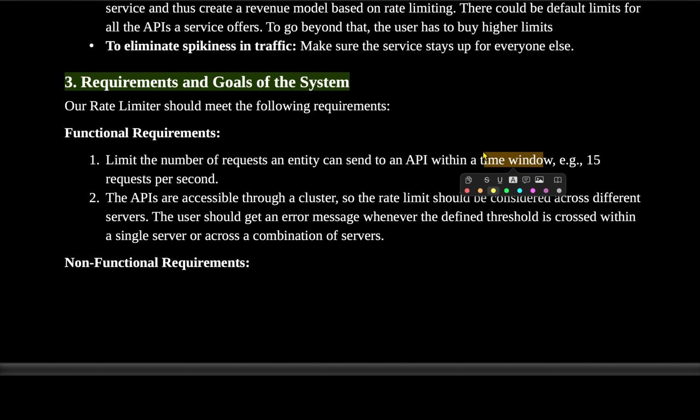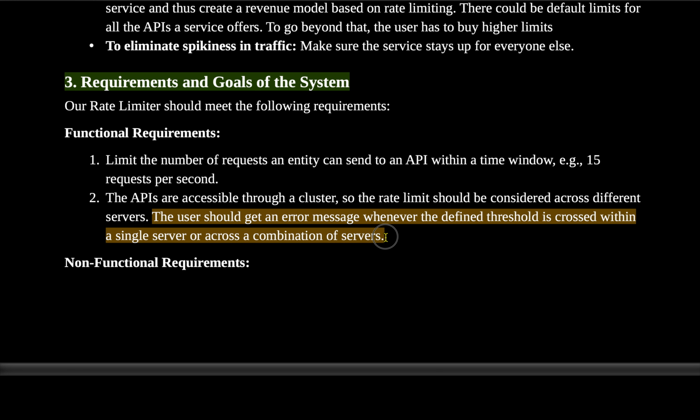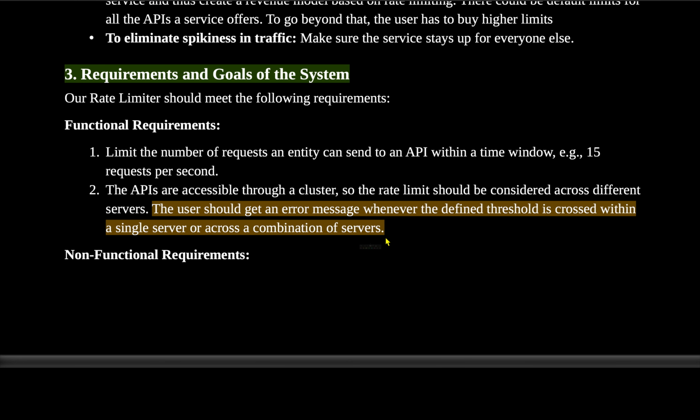Next, the APIs are accessible through a cluster, so the rate limit should be considered across different servers. Now this is something critical. Across different servers, the user should get an error message whenever the defined threshold is crossed within a single server or across the combination of servers. And this itself can be broken down into another requirement, because we are going to notify this customer or user.